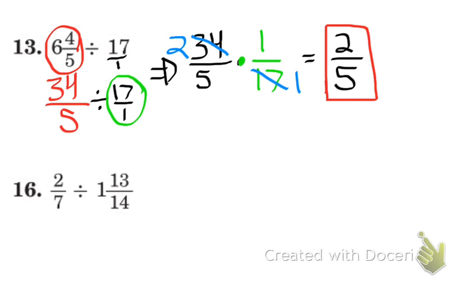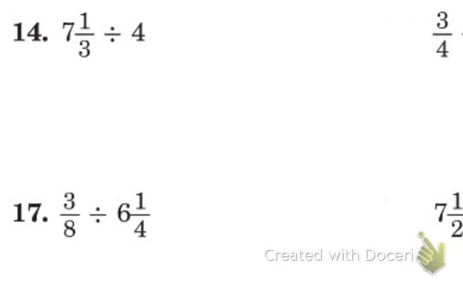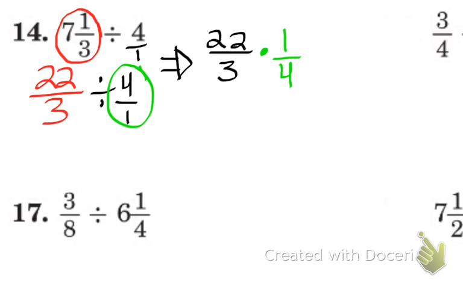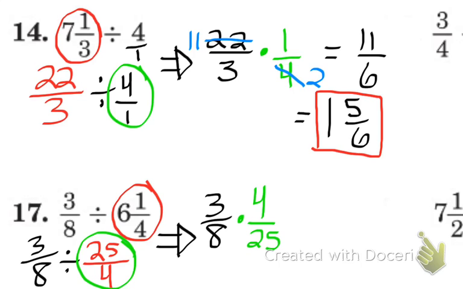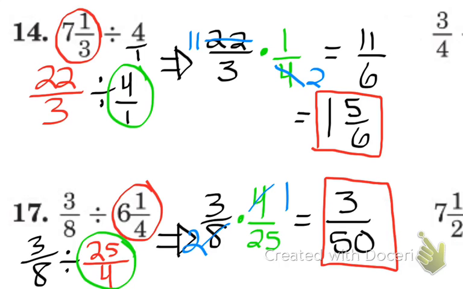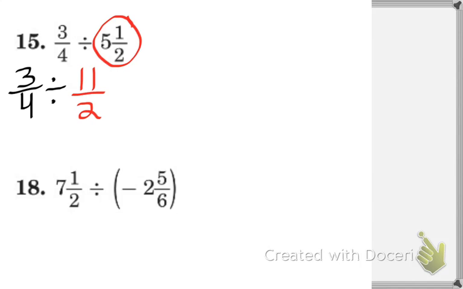Steps and work for number 13. Here are steps and work for number 16. Now I'm going to show you the answers to 14 and 17. Work and answer for number 14. Make sure that you convert it to an improper fraction first before you flip it. And that's our work and answer for number 17. Give these ones a shot. Convert it first to an improper, now flip.